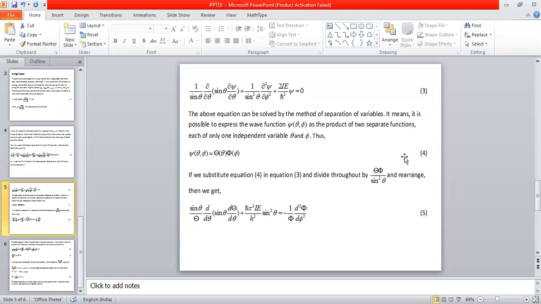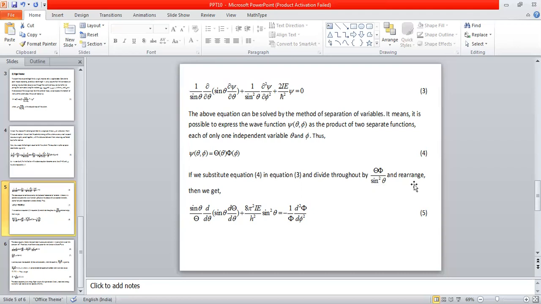So what we have to do is substitute equation 4 back into equation 3. So we substitute psi equal to Theta Phi in the equation. And afterwards, we divide that entire equation by Theta Phi divided by sin square theta.